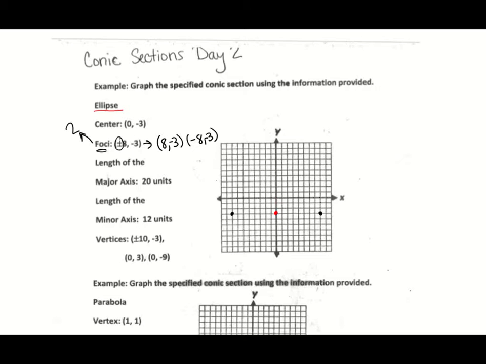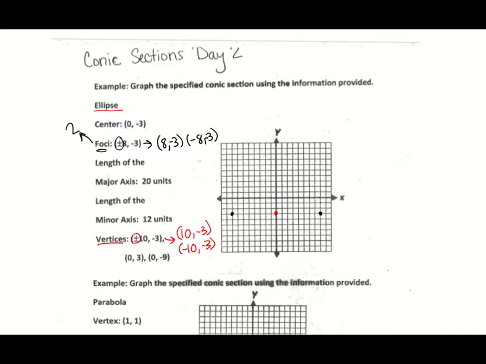So before I get to the major and the minor axis, the first thing I'm going to do is graph my vertices, because I know my major axis goes from one vertex to the other. So if I look down here at my vertices, I have that plus or minus here. That's really 2 points. I have (10, -3) and (-10, -3). So I'm going to graph those 2 first.